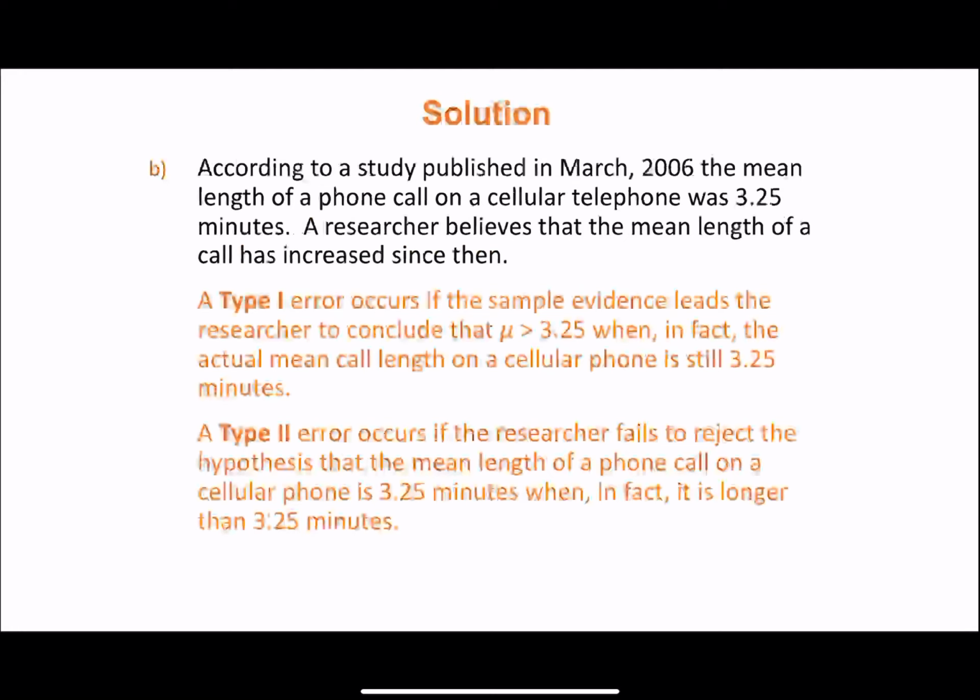Type 2 error. So the researcher failed to reject the hypothesis that the mean length was 3.25 minutes when it is actually longer than 3.25 minutes. So the first one is, he's concluding that his hypothesis was true when it actually wasn't. And type 2 is, he is saying his alternative hypothesis was not true when in fact it is.